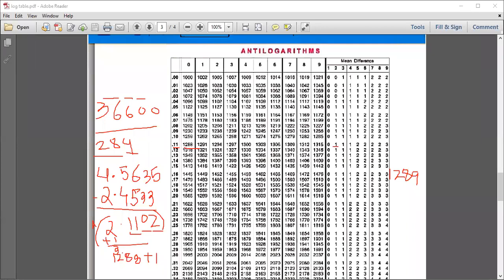So after 3 digits we have to put the decimal: 1, 2, 3, starting from the first. So your answer is 128.9. Let us check whether we have got the same answer or not as per the solving. So here is the answer: 128.87, which is as good as 128.9.